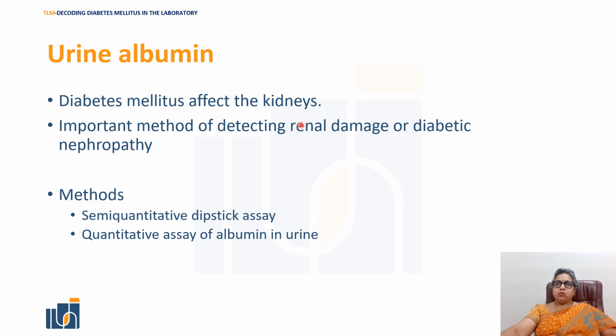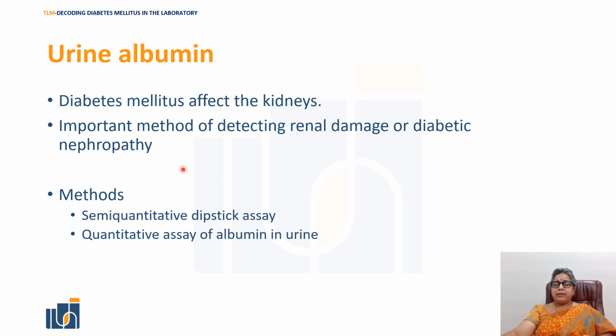And how do I diagnose renal damage? We all know that the kidney needs to be damaged to a reasonably large extent before you actually start to see a lot of biochemical changes. So in any diabetic who is being monitored, who's being treated, apart from measuring blood sugars, apart from measuring the glycated hemoglobin, we also need to look at his urine. And in the urine, it is urine glucose, urine ketones, and of course urine albumin. So this is an important method of detecting renal damage or diabetic nephropathy.